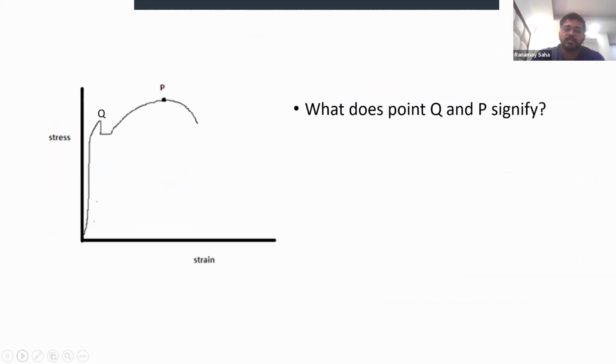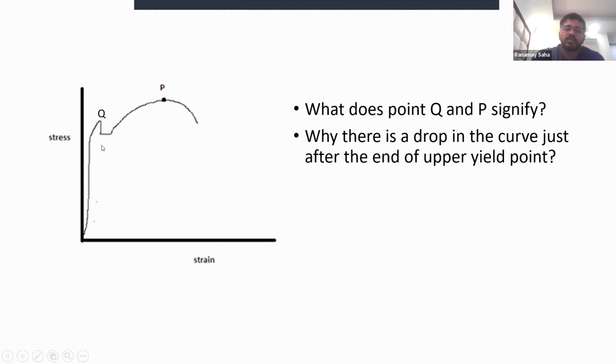If it is clear, then I would like you to answer this question. Probably you know this. Q is your upper yield point and P is your fracture point. Now tell me why there is a drop in the curve just after the end of the upper yield point. Can somebody give me the answer to this question? Please think a little and let me know.